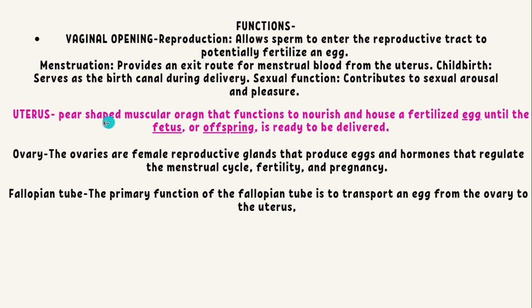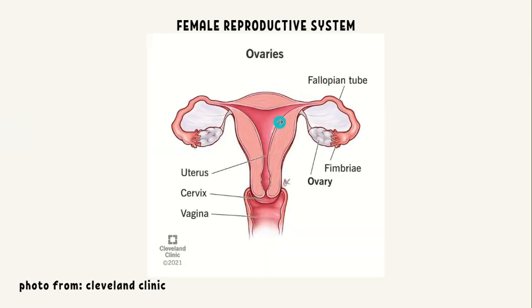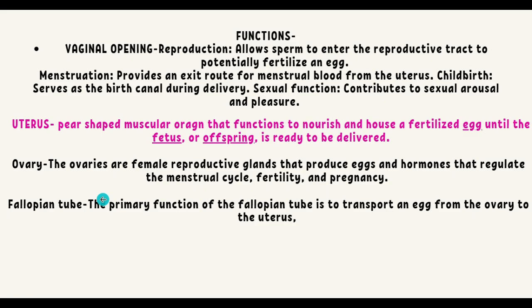So now the uterus, which is described as a pear-shaped muscular organ that functions to nourish and host a fertilized egg until the fetus or offspring is ready to be delivered. So basically, it would be implanted on here. And the ovaries, so basically, the ovaries are the female reproductive glands that produce the eggs and hormones that regulate the menstrual cycle, fertility, and pregnancy.